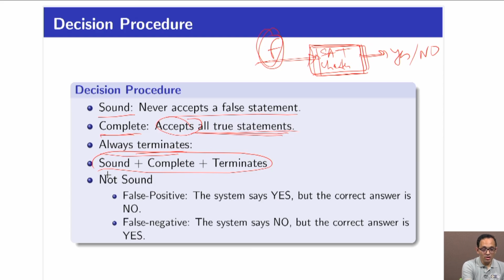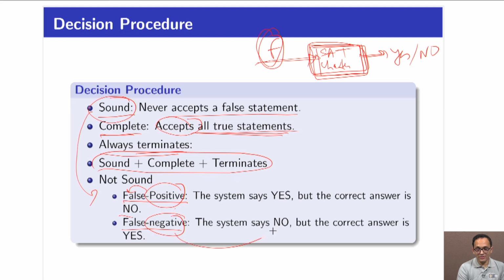If the method is not sound, which is not desirable, so in formal methods we always try to develop a sound method. If it is not sound, then we have two scenarios that you should be aware of: false positive and false negative. What is a false positive? The algorithm says yes, but the actual answer was no. So, its answer is positive, but that is false. That means it gives a wrong answer. And what is a false negative?